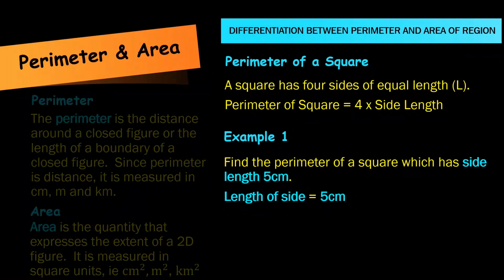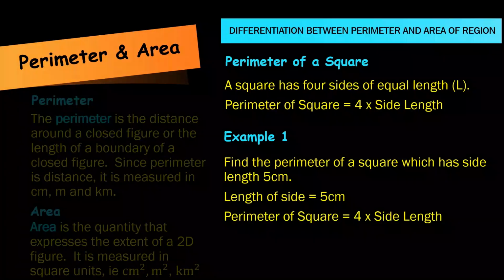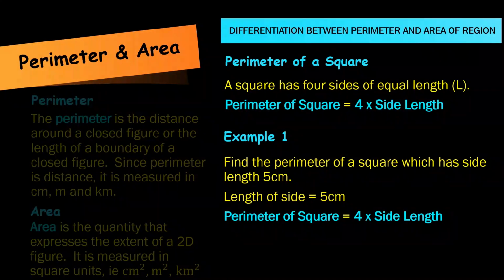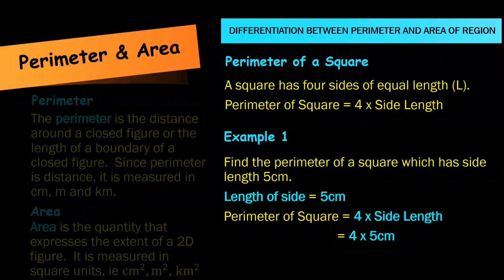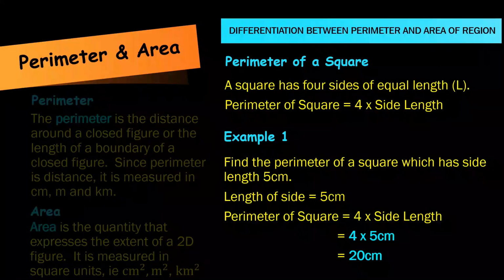So we have that the length of the side is equal to 5 centimeters. Therefore, since the perimeter of a square equals 4 times the side length, we have that this perimeter is equal to 4 times 5 centimeters, which equals 20 centimeters.